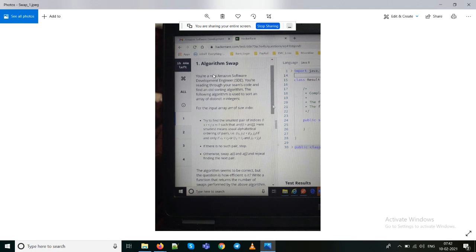So the very first question is the swapping algorithm. As you can see on the screen, you have been given some code and a scenario where you have to swap the numbers, like the first index and the second index, figure out which one is shorter or larger, then do a swap and go on to the next elements like that. Let me move to the next part.